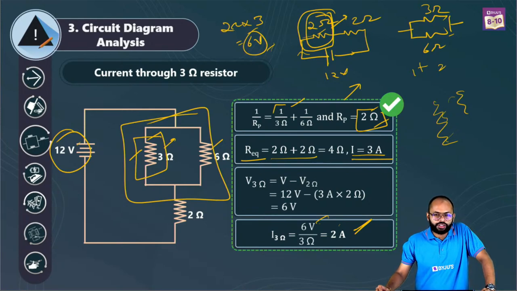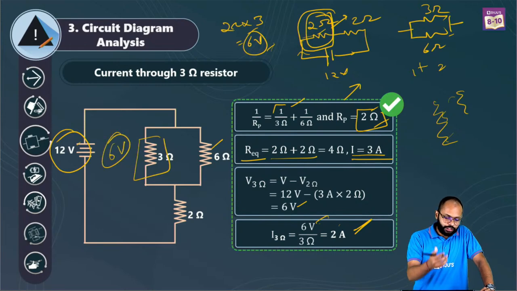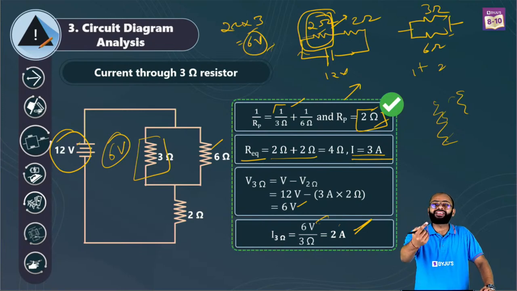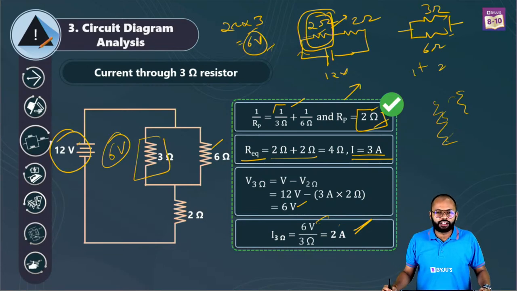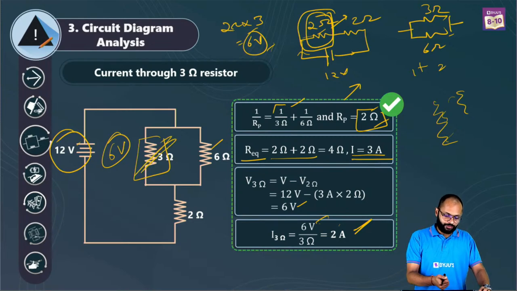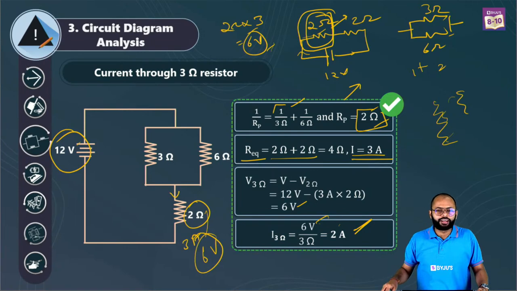It was current across 3 ohm. Yes, that is what the question is asking, no? So I think you got the answer, right? If you found this voltage, that is 6 volts across the 3 ohms, then you can find the current. Because while finding current, it is V upon R. But what is V? The V is the voltage drop across that particular resistor. Right? What if it was across 2 ohms, current is 3 amperes, resistance is 2 ohms, it will be 6 volts. Simple. Right?